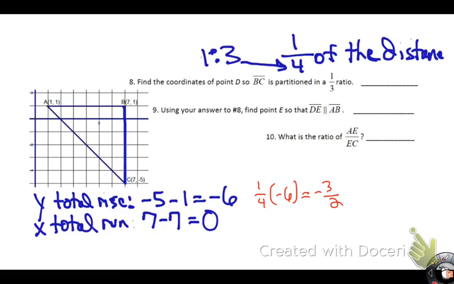So that means we're going to go down. So from the point here at 7, 1, we're going to go down 3/2. So that means we're going to be right there. That's -3/2. So to find the coordinates of point D, it would be 7, because that part hasn't changed. So the coordinates would be 7, comma, and then we'd have to do 1 minus 3/2 to get the change, to get that point D.